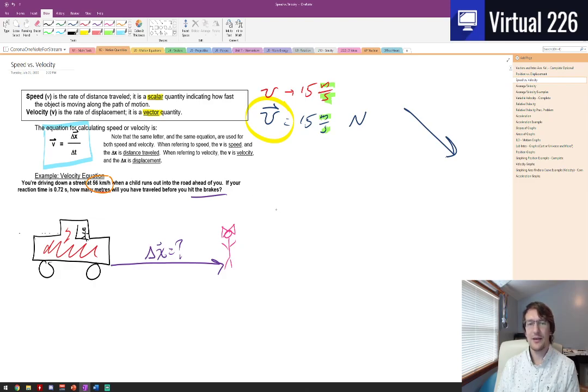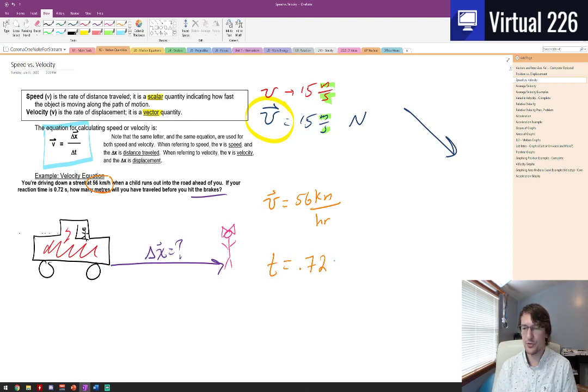So that is our speed or velocity. We can think of it as either speed or velocity because it's in one direction. So let's just say this is our velocity and it's 56 kilometers per hour. We know the time that it takes for us to react is 0.72 seconds. And what we're looking for is this distance traveled. So we're looking for a delta x.